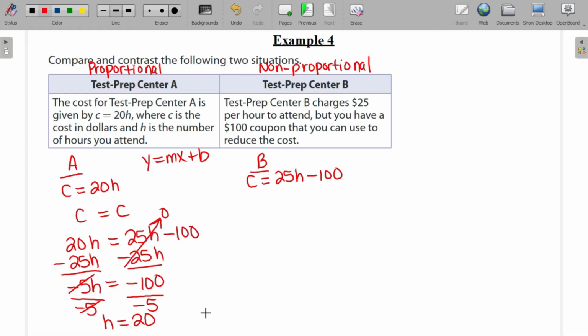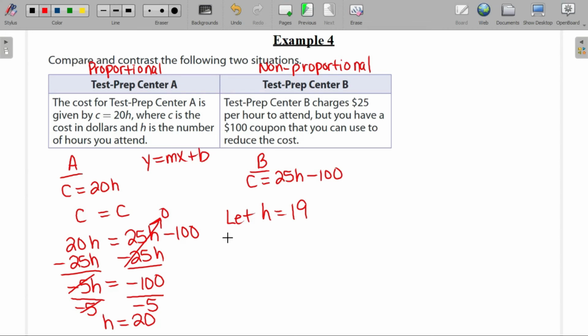Now, when the hours are less than that, say 19 hours, or greater than 20, say 21 hours, one of them is going to be more expensive or less expensive than the other. So we need to find out which one is the better option when it's less than 20 hours and when it's more than 20 hours. So we would let h equal 19. And then I'm going to take each of the expressions that the cost is representing, and plug in that value of h to compare them.